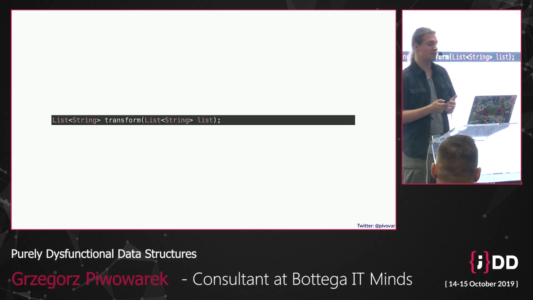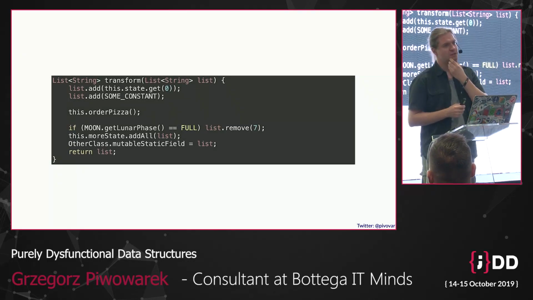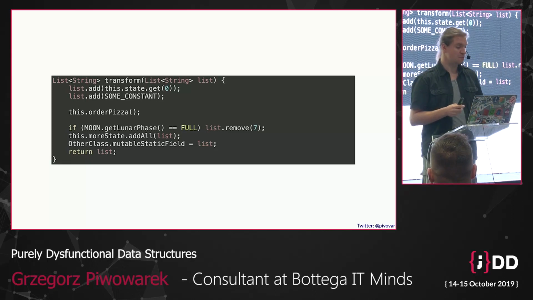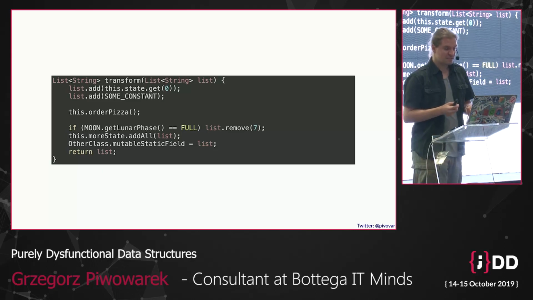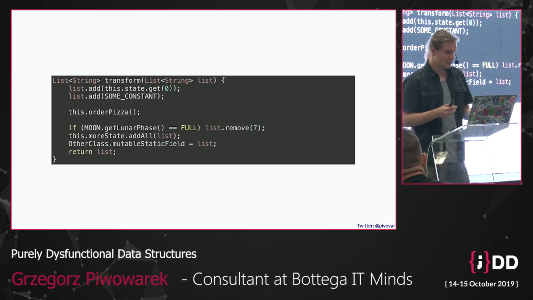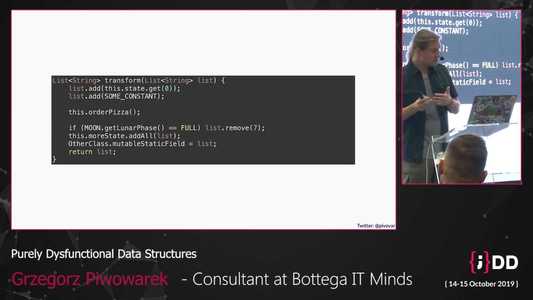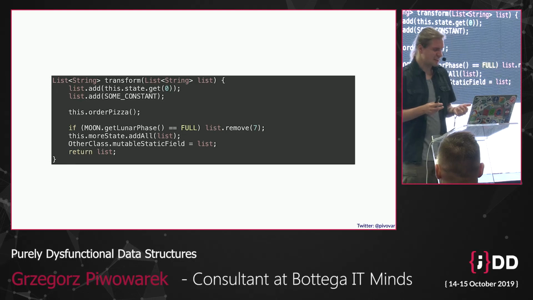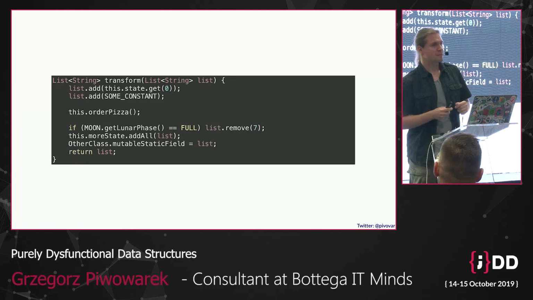So you can just have a look. As you can see, the method transform takes a list of strings and returns a list of strings. It actually adds a new element to a list taken from some internal state of that class. It adds some constant to that list. It orders a pizza. It removes some elements from the list. If there is a matching lunar phase, it adds the list to some even more internal state and then mutates some static fields and returns the list. I bet you didn't expect this one.